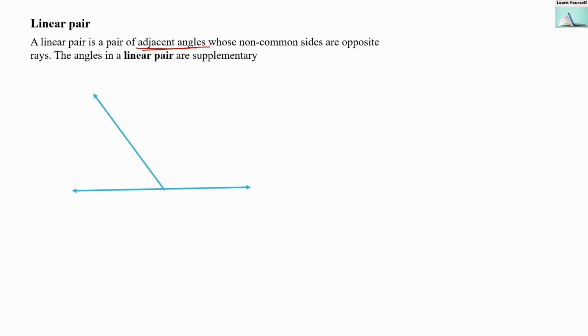So here at this point, point O is there, line AB and line OC. Now these two angles, angle 1 and angle 2, are said to be a linear pair because they are adjacent angles. The first condition is they should be adjacent angles. So yes, they are fulfilling all the conditions of adjacent angles. And second, non-common sides are opposite rays. Non-common sides means this. They are opposite rays. As you can see, they both are going in either direction.